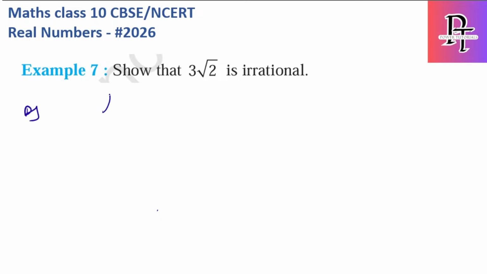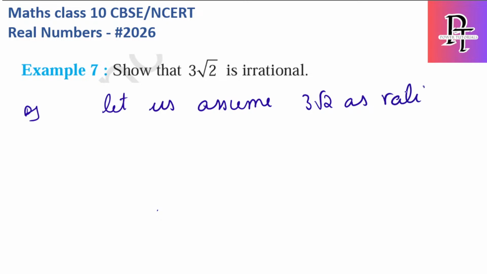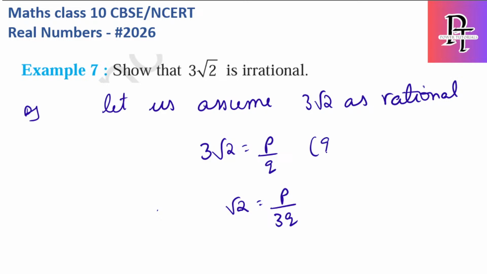Okay, again same steps. Let us assume 3 root 2 as rational. So 3 root 2, I can write it as p by q. Then I can say root 2 is equal to p by 3q. This point is also important: q not equal to 0, p and q are coprimes.